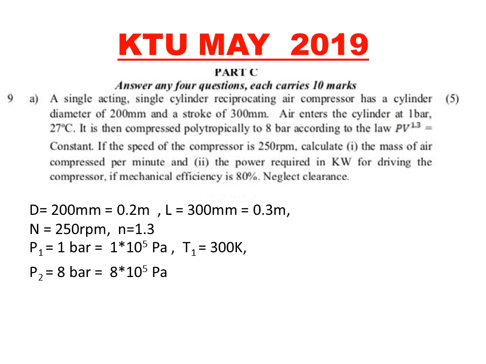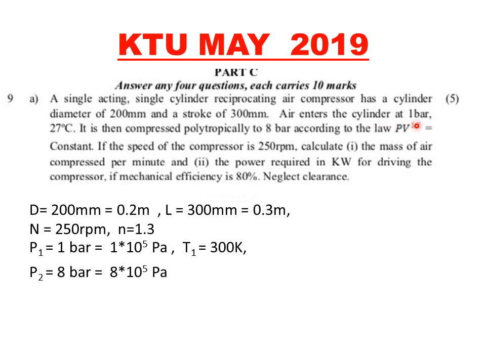Now, in the next question, this question was asked in KTU in May 2019 for 5 marks. So first of all, we will read the question. A single-acting, single-cylinder reciprocating air compressor has a cylinder diameter and a stroke of 300 mm. So the diameter is given in mm. So first I convert it into meter. The length is given also in mm. So first I convert it into meter.